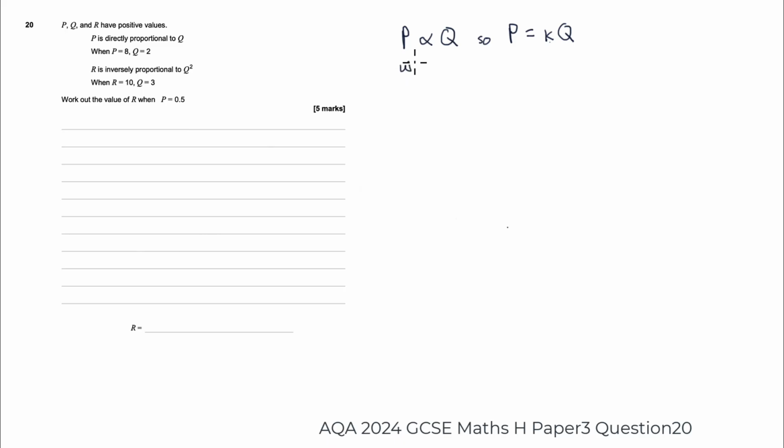Now we're told a fact about values. We're told when P equals 8, Q is equal to 2. So let's use these values to find out what this constant K is. So 8 will be K times 2. 2 times 4 is 8. K equals 4. So we now know the relationship between P and Q. P is equal to 4 times Q.